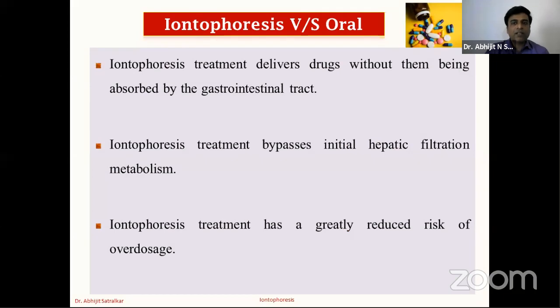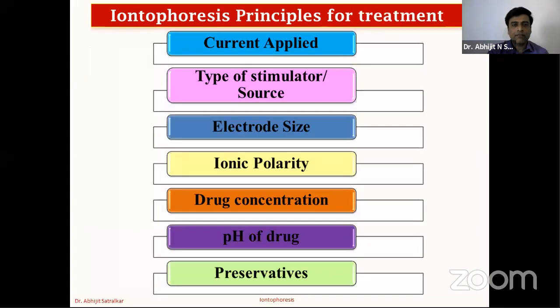If we compare it with oral medication, iontophoresis treatment delivers drug without it being absorbed by the gastrointestinal tract. It bypasses initial hepatic filtration metabolism. It has greatly reduced risk of overdosage. Coming next, what are the iontophoresis principles for the treatment?